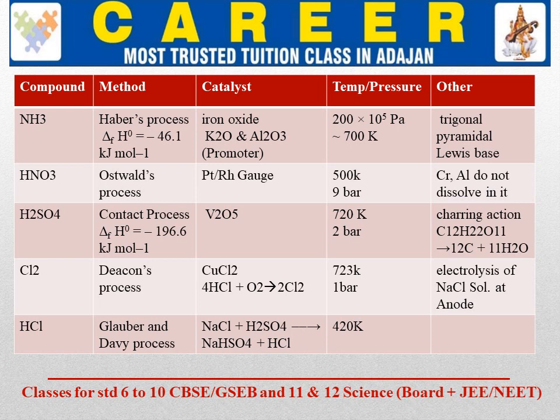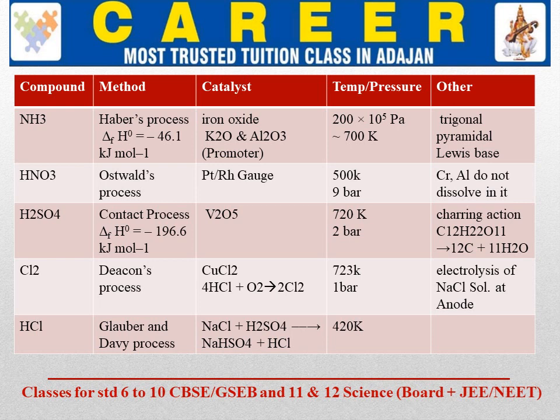Sulfuric acid can be produced by the contact process. The formation enthalpy is -196.6 kJ. Vanadium pentoxide is used as a catalyst. Here it requires 720 Kelvin and 2 bar pressure. Charring reaction in the presence of concentrated sulfuric acid: sucrose loses its water and gets converted to 12 moles of carbon plus 11 H2O.